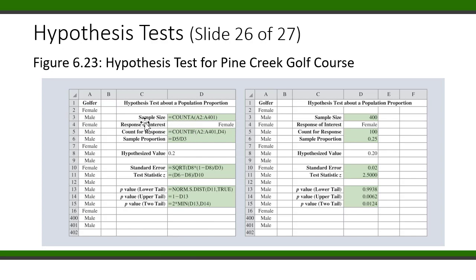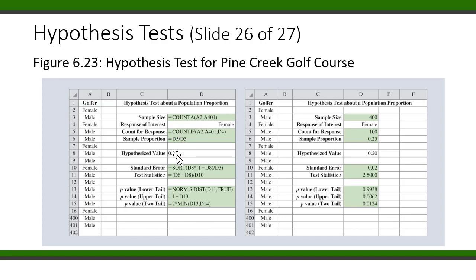So we want to know the sample size as a count. There's 400. The response of interest is female, so we're going to do a count if in this range of our sample, it's equal to D4, which is female. So there's 100 female that responded. The sample proportion of female then is 100 divided by 400, which is 0.25. That's what this calculation is.